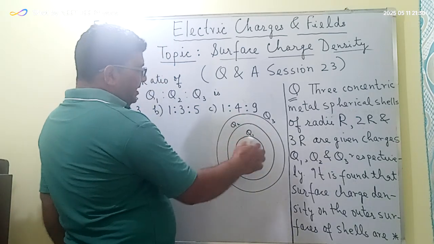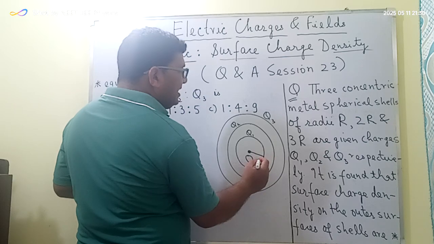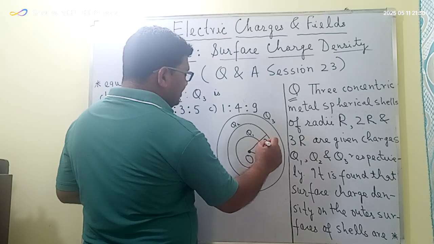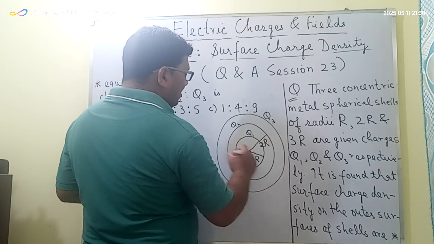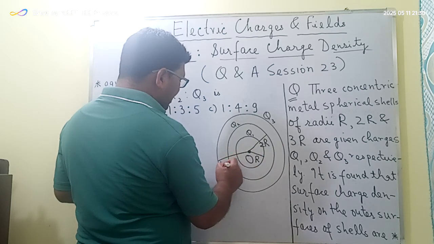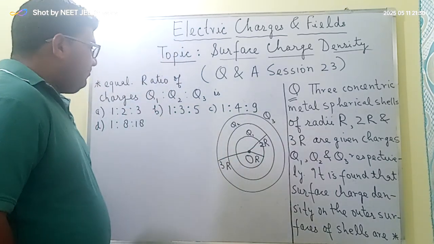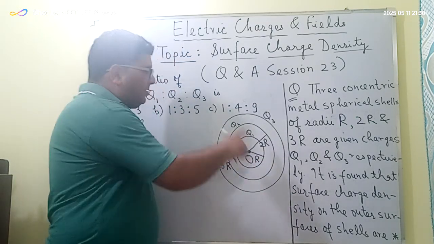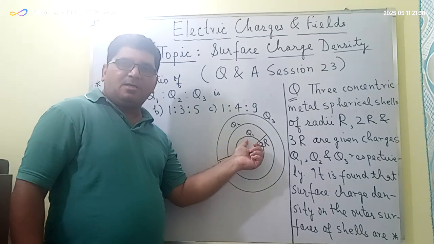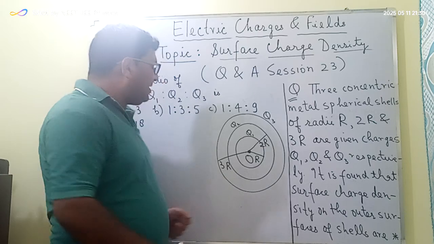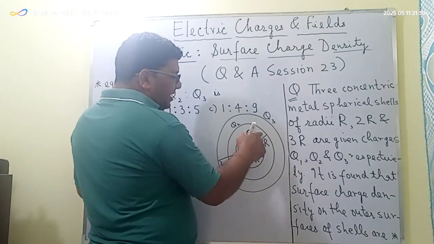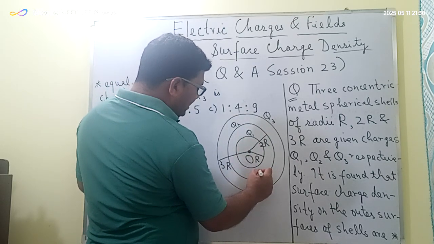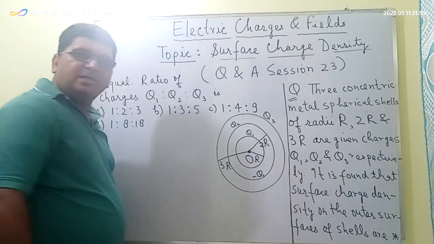Now here the radius of the inner shell is r, the radius of the middle shell is 2r, and the radius of the outer shell is 3r. Now, in this case, what will happen? This charge q1, which is given to the outer surface of the inner shell, will induce a negative charge on the inner surface of the middle shell. So on the inner surface of the middle shell, minus q1 charge will be induced.